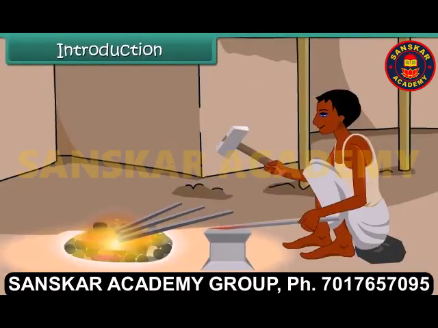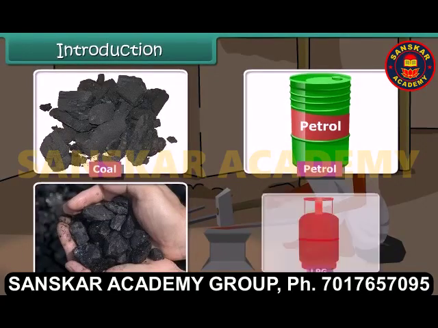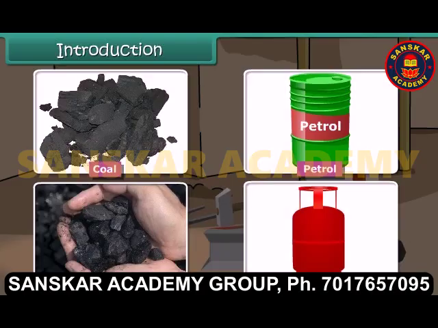The blacksmith burns coal to get hot iron which can be beaten to the desired shape. A variety of fuels is used in daily life such as coal, petrol, charcoal, LPG, etc. Do you know which chemical process is taking place during the burning of these fuels? It is combustion. In this lesson, you will learn about combustion of fuels.